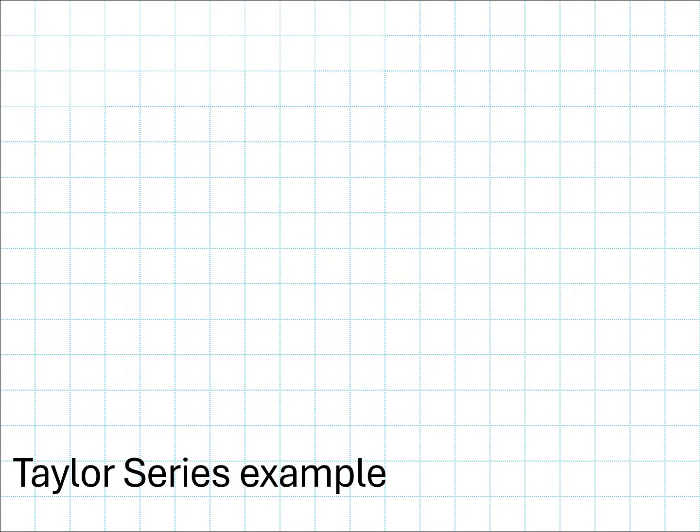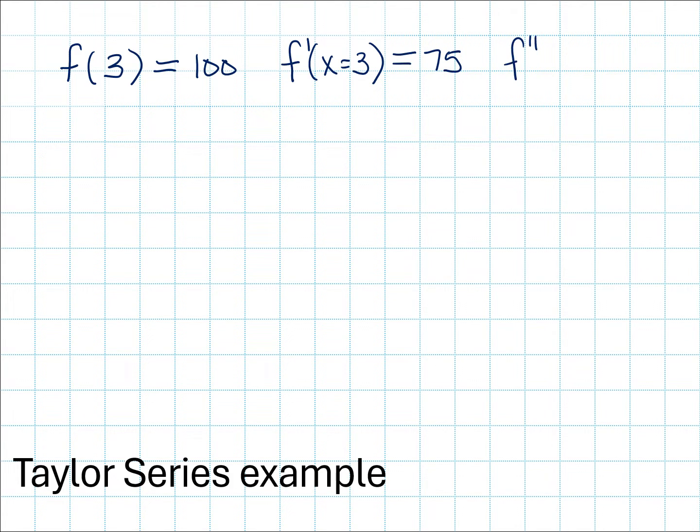So in our example, let's say that we know the value of function f when x is equal to 3 and its value is 100. And we know the value of the first derivative of the function f at x equals 3, and that value is 75. And we know the value of the second derivative of function f at x equals 3, and it is 50.